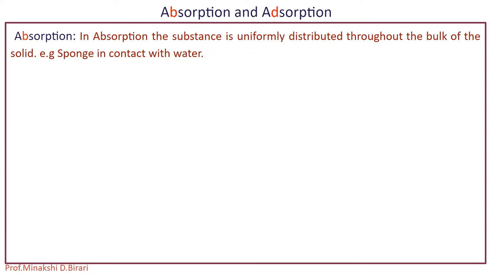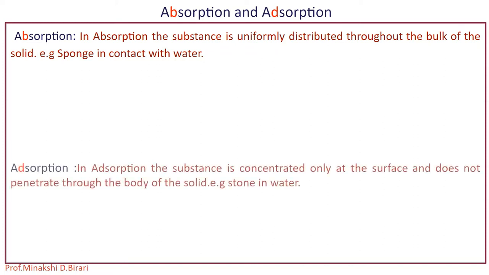In the absorption process, a substance does not remain only at the surface, but it is distributed throughout the body of a solid or liquid. Thus, when a sponge is left in contact with water or chalk in contact with ink, the liquid in each case is absorbed and penetrates into the absorbent.